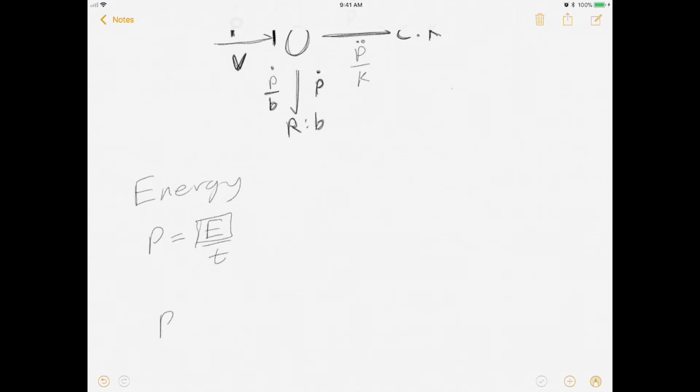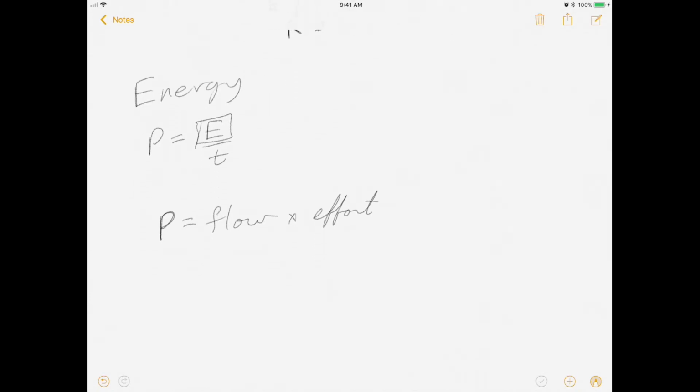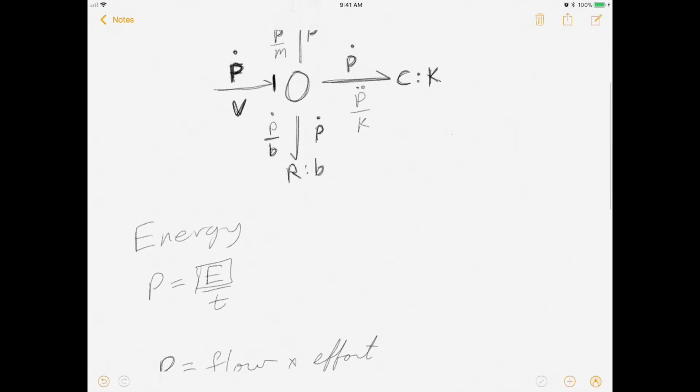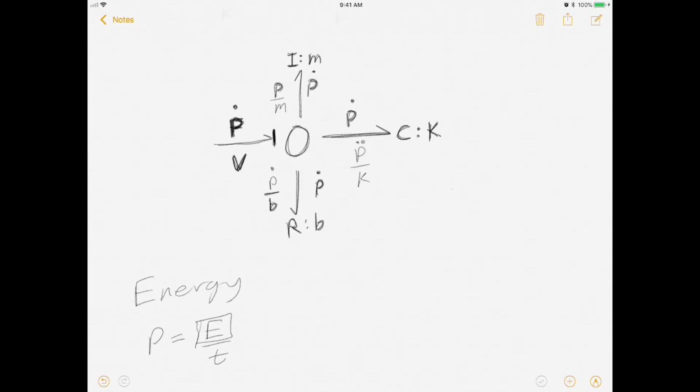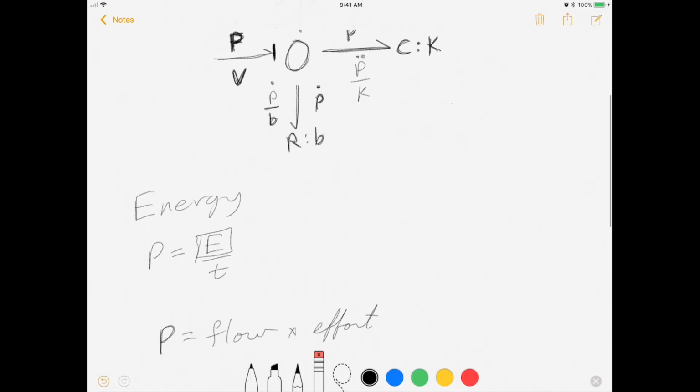But what is power? Well, power is flow times effort. And another definition would be power is force times velocity, right? And we have a force right here, and we have a velocity right here. So effectively, by summing everything up together and multiplying the force and the velocities together, they should all equal 0 for this junction right here. And as you see, they will be.